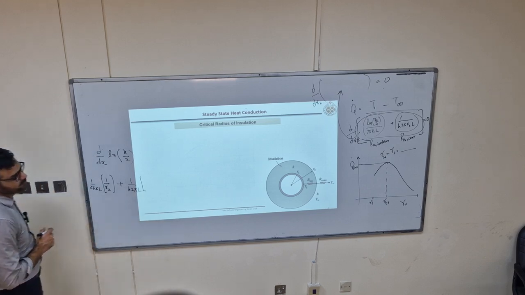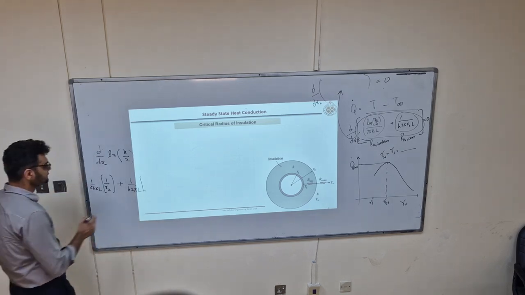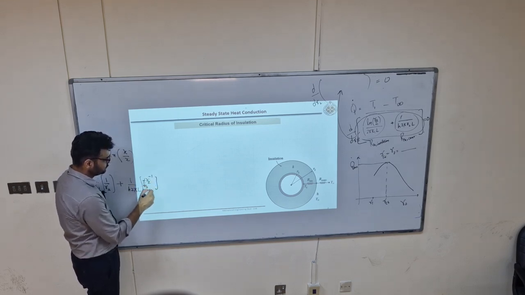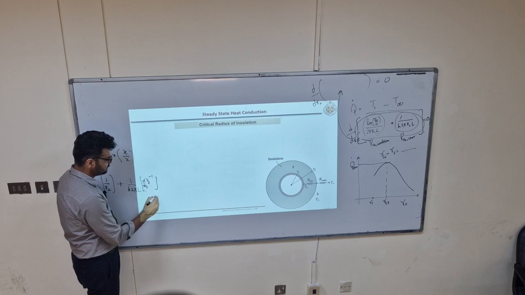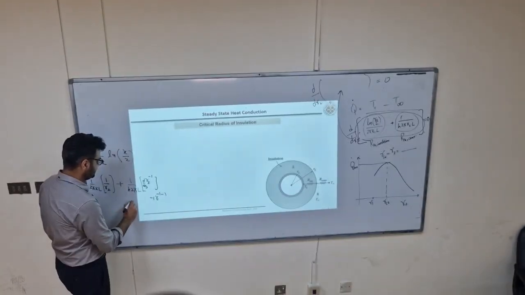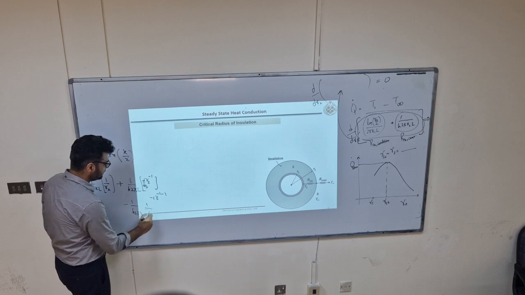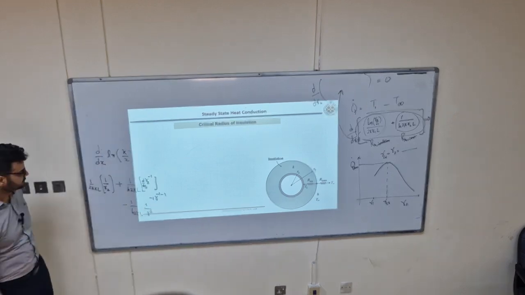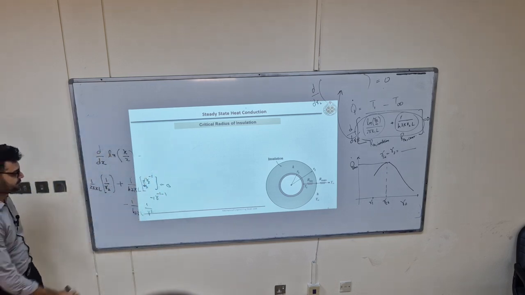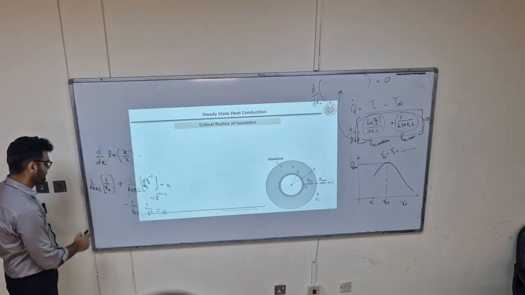Okay, so the differentiation of 1 over R2 to the power minus 1, d by dR2, will be minus 1 over R2 to the power minus 1 minus 1. So this will be minus 1 over h 2 pi L R2 squared, or 1 over R squared. This is equal to 0, okay, equal to 0.